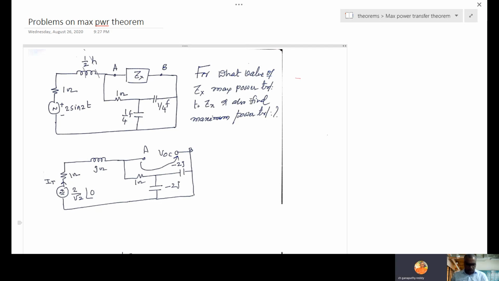In the previous class we studied Thevenin's and Norton's theorem. Now we'll study the maximum power transfer theorem. This theorem is an extension of Thevenin's and Norton's. If you understand Thevenin's and Norton's theorem, then you will understand this.